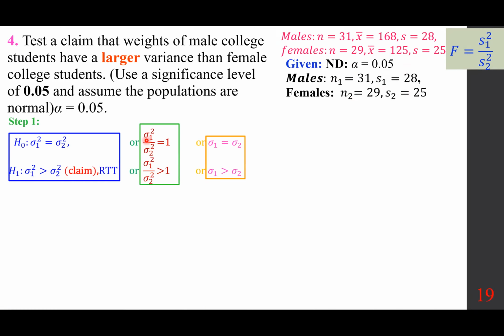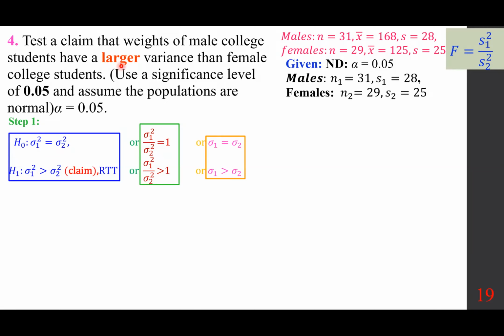You look at the ratio, where sigma 1 squared over sigma 2 squared is larger than 1. Or you may say sigma 1 is larger than sigma 2. Please understand they are equivalent, but don't mix them up. If you're using sigma 1 squared equals sigma 2 squared, keep it in the same manner. This is the claim. This is a right tail test because it says larger variance. And we use what's called the F distribution.